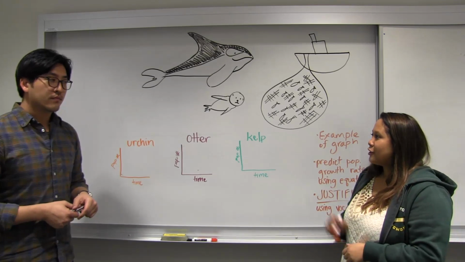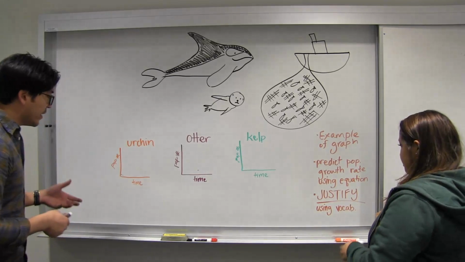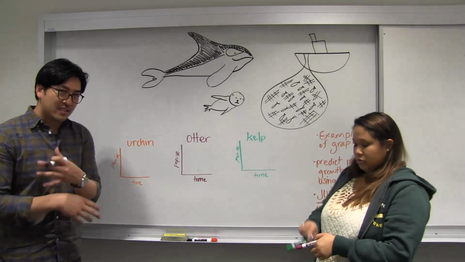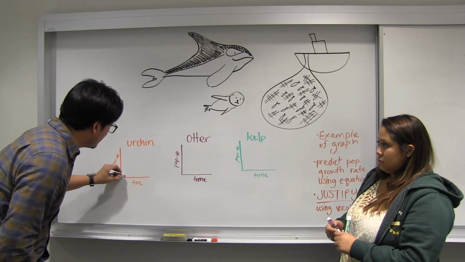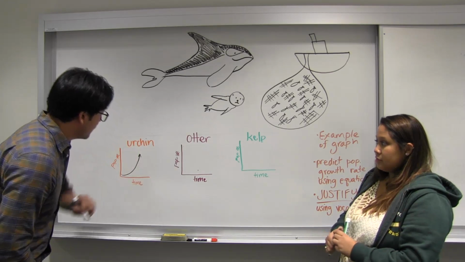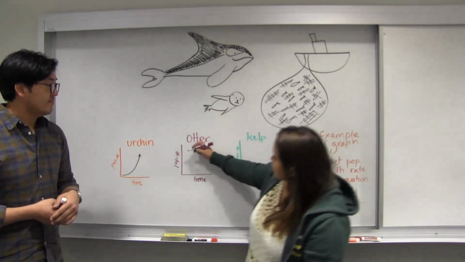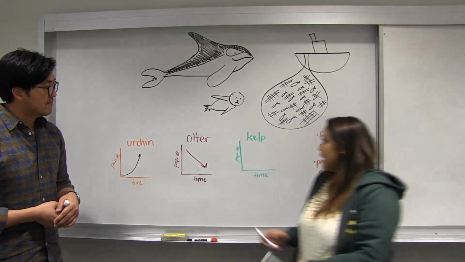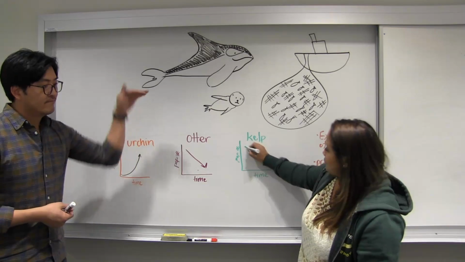Okay, Ed, could you explain to us or draw what the urchin would look like? Sure, so urchin populations are going to be basically unchecked. So urchin populations are going to start to exponentially grow again. The otter populations, since killer whales are feeding on them, are going to decrease. And then the kelp population, seeing as urchins feed on kelp, is also going to decrease.